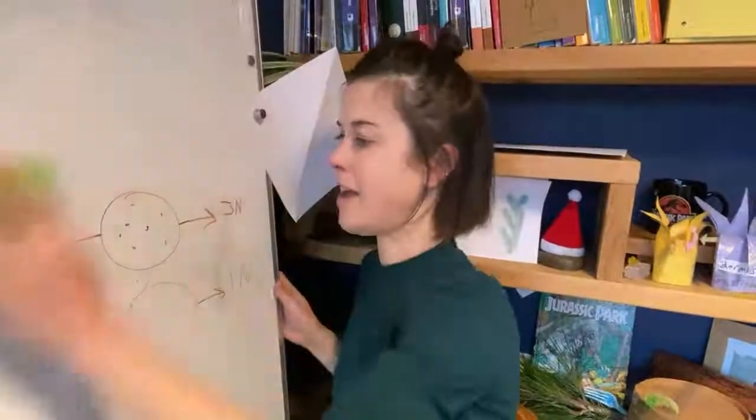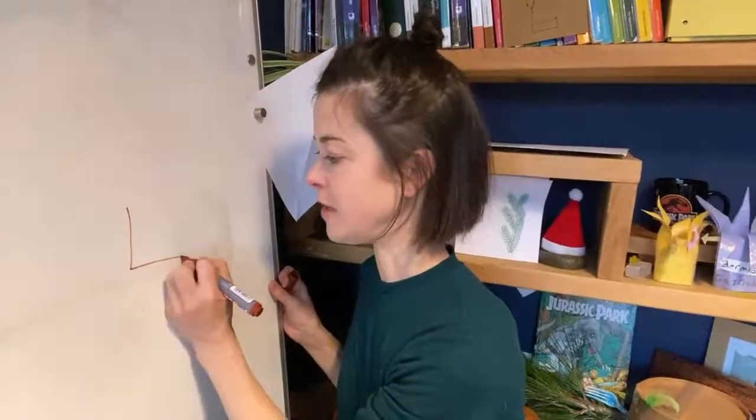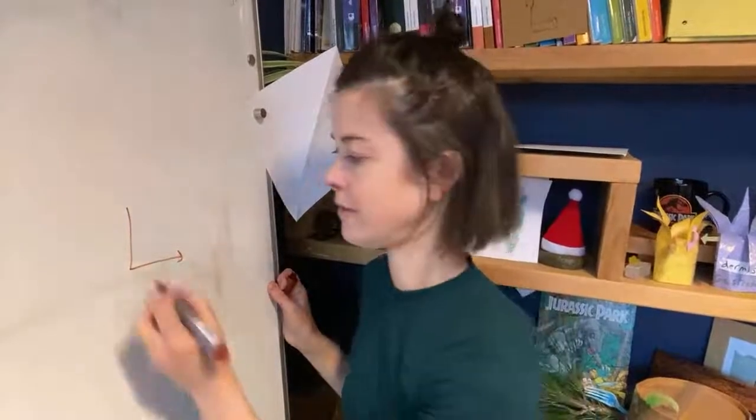What we need to do today is look at how you add up vectors that aren't going in the same direction. They'll just be going at right angles to each other. Like that. Okay? That's what we're doing.